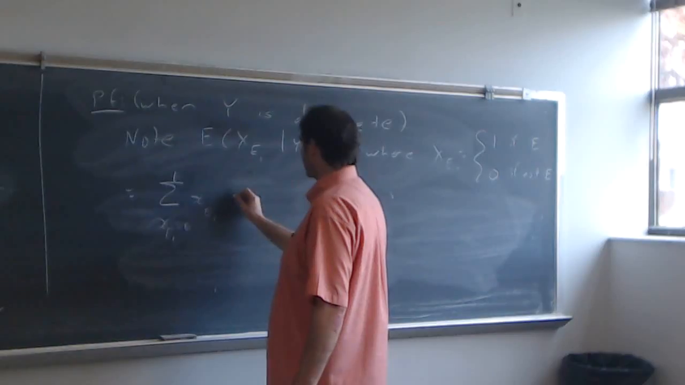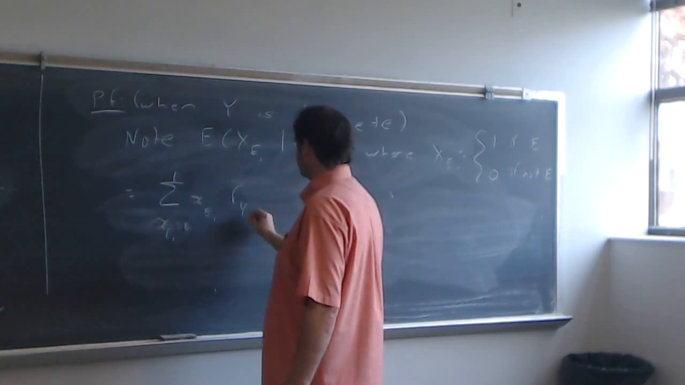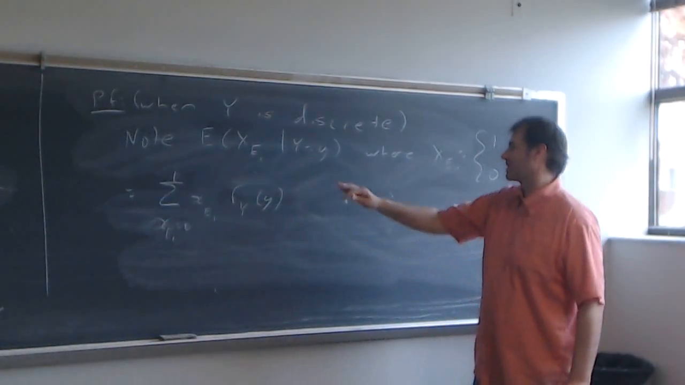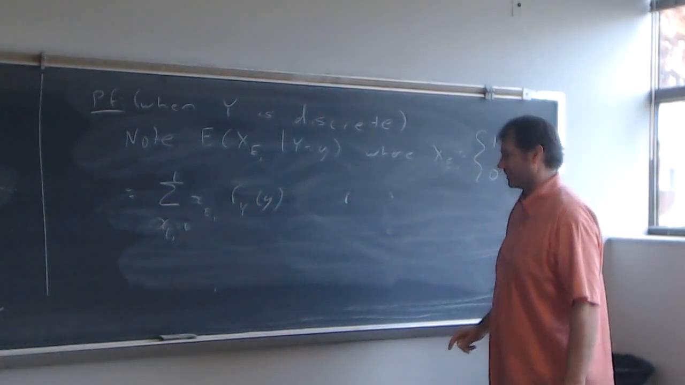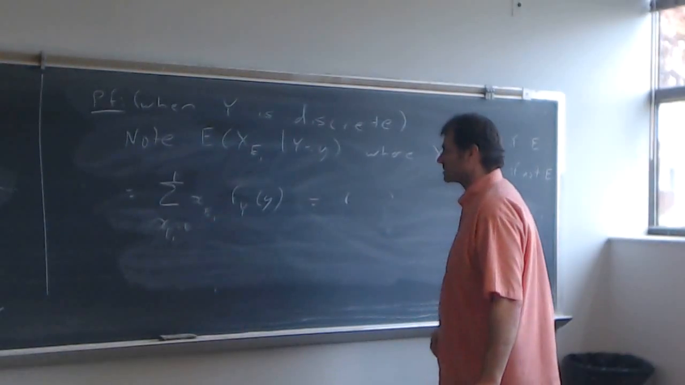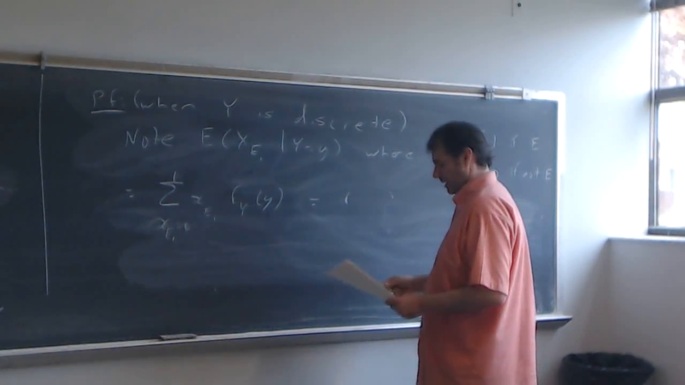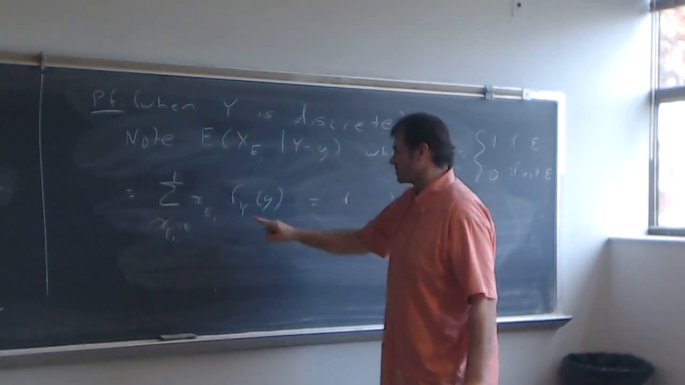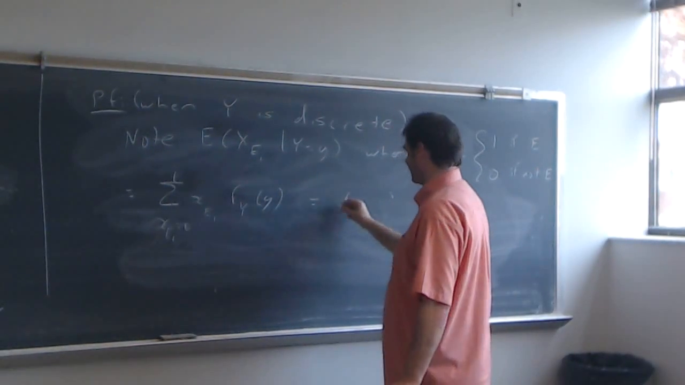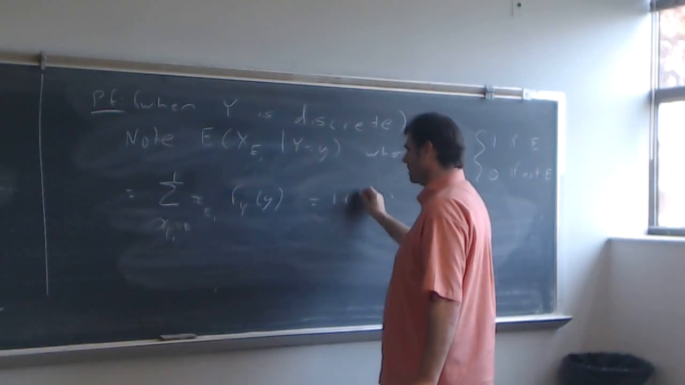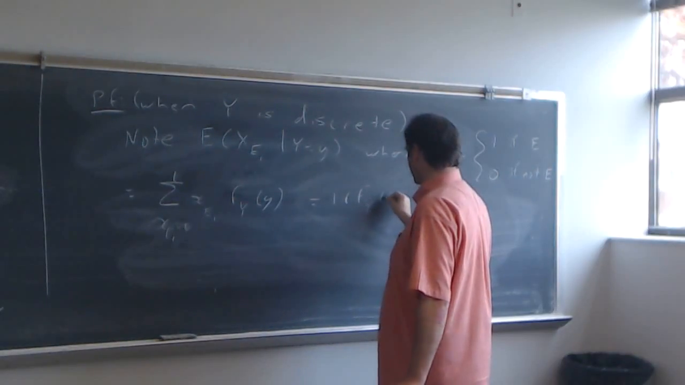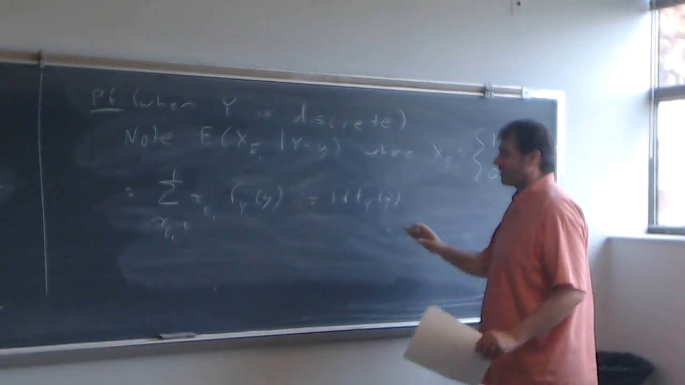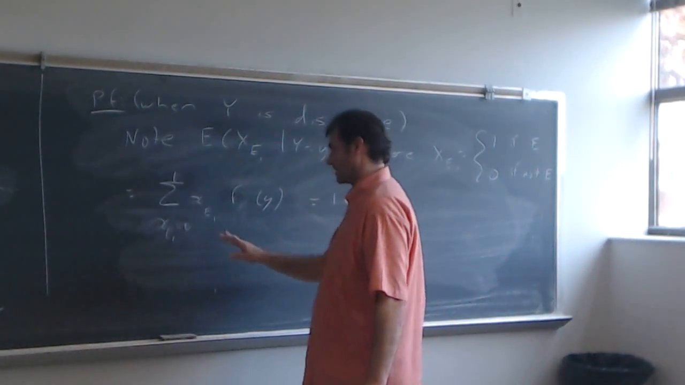Here, X of E sub 1, and then it would be times the PMF of Y. That's what the conditional expectation is defined to be. Okay, so that is equal to, well, when X of E sub 1 is 0, this gets 0, so it's only when X of E sub 1 is 1 that we have something. So this is 1 times f sub Y of y. And this, of course, is not correct either. I made a mistake. Sorry.